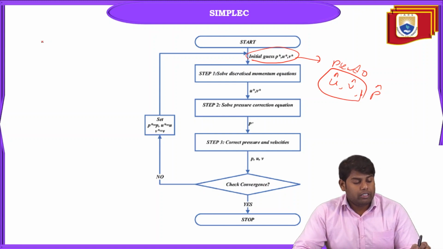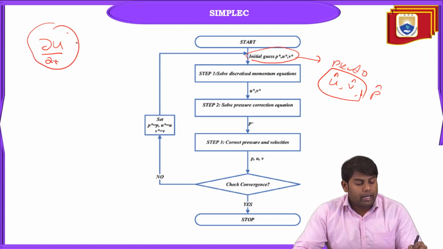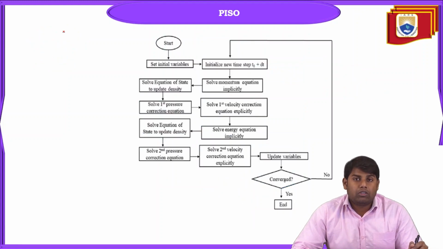Steady state solvers in the sense that the time derivative terms, dou u by dou t, are negligible. So we don't have those terms in the equations we use to solve the algorithms. This is basically what is called a steady state solver. We have one more, called PISO, which is a transient solver. Here the dou u by dou t terms you cannot neglect; they should be present. These terms are very important.